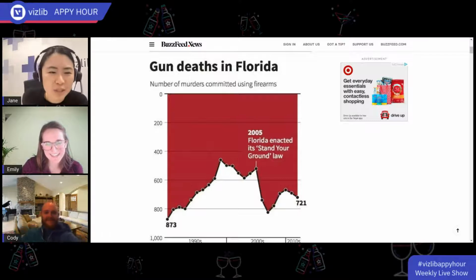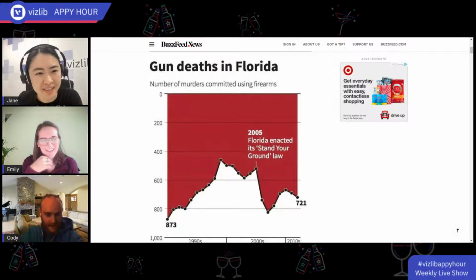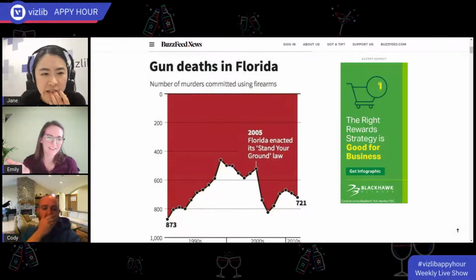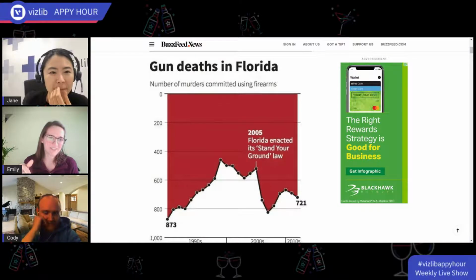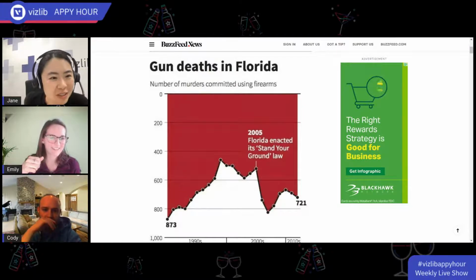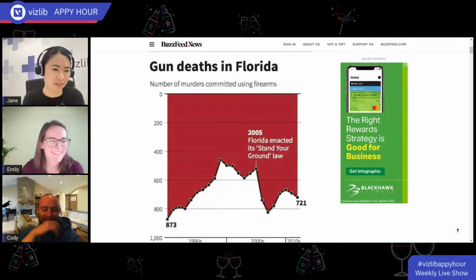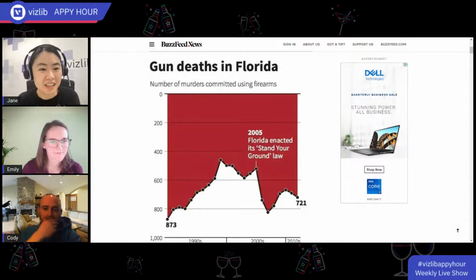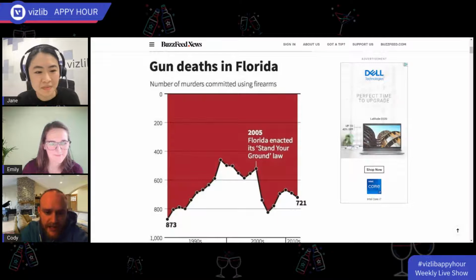Wait, so there was a lot, and then it went down, and then it went up again. Yes. It looks like they're trying to say that this Stand Your Ground law actually helped decrease the number of deaths and murders using firearms. And that news source is BuzzFeed News. A lot of people read BuzzFeed. It's a really popular news site, especially for the younger population. Oh, so this one, when you look at it, it's all right.